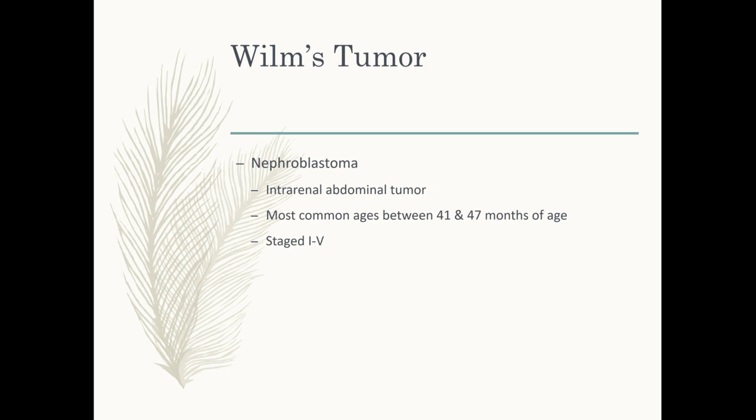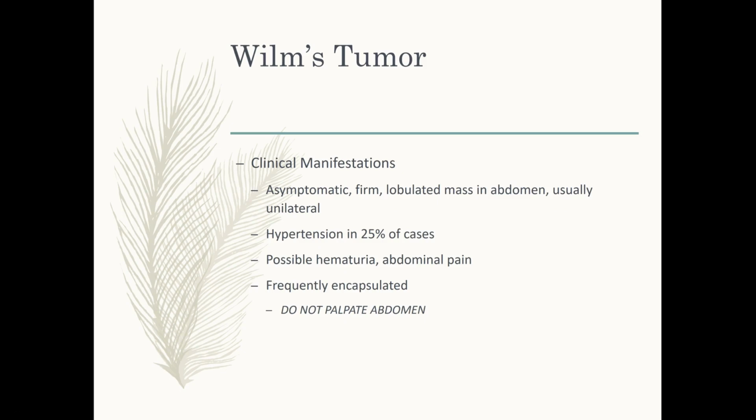This is another type of cancer, Wilms tumor, also called nephroblastoma. It's an intrarenal abdominal tumor. It's most common between 41 and 47 months of age. It attaches to the kidneys, and it's stage 1 through 5, just like most cancers.